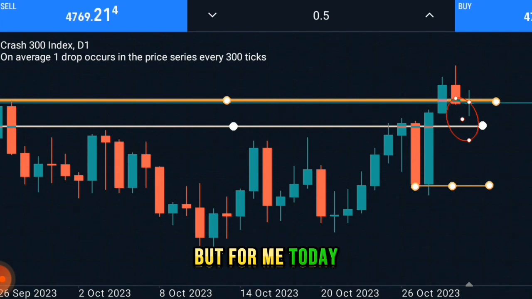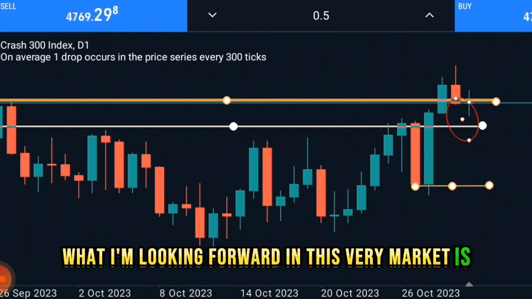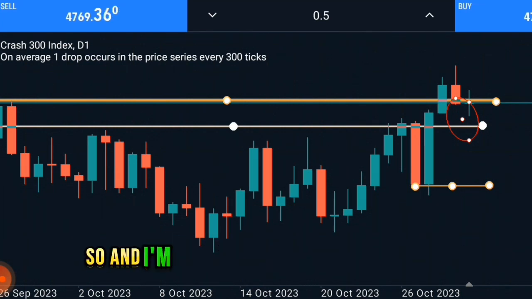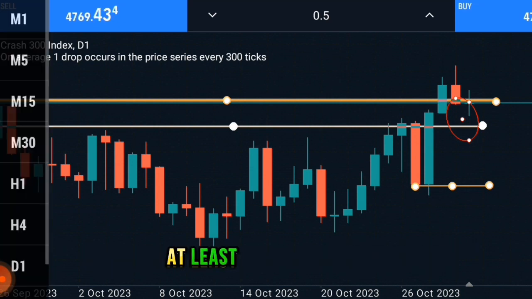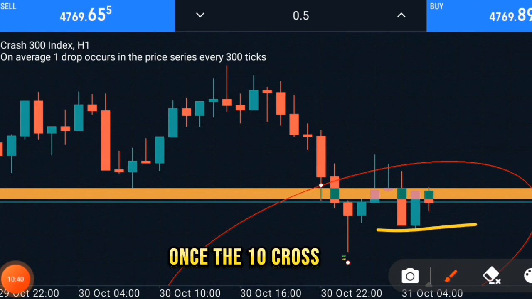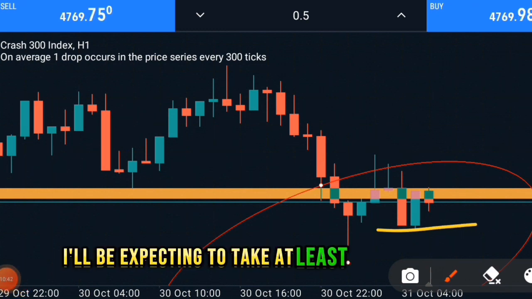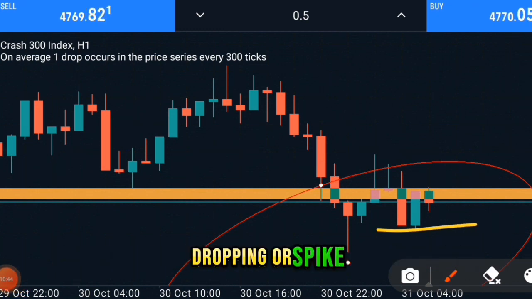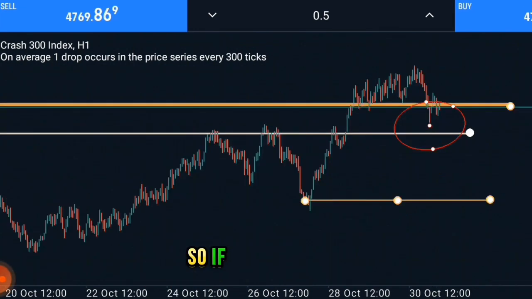But for me today, what I'm looking forward to in this very market is a spike. I'm looking to take at least a 1 hour spike from this place. Once the price crosses here, I'll be expecting to take at least 1 good hour of dropping or spike. So once I did that.